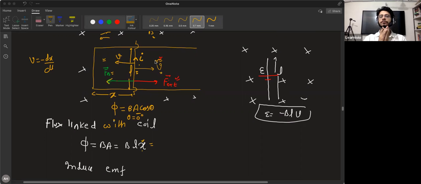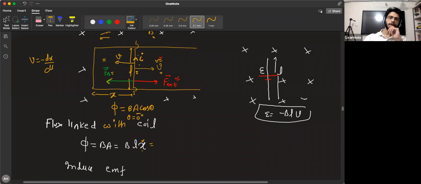Sir, how is theta zero? It's because the magnetic field is inward. And when you take the perpendicular to the plane of the coil, that perpendicular is also inward. So both vectors are in the same direction, so the angle will be zero. Because the area vector is perpendicular to the coil. Sir, outwards.